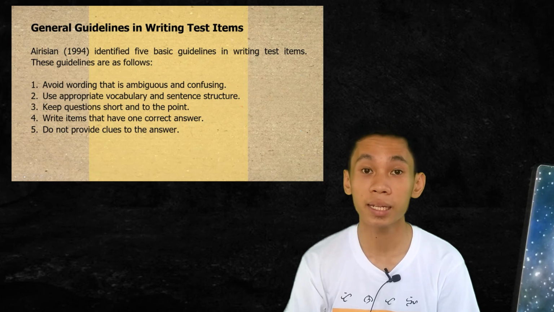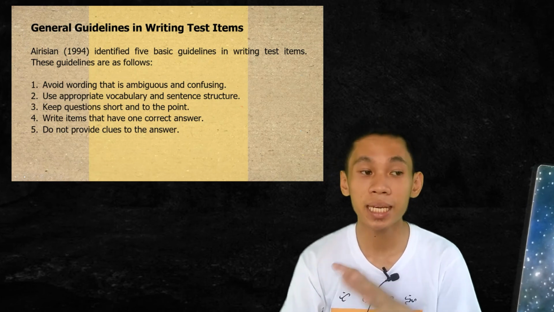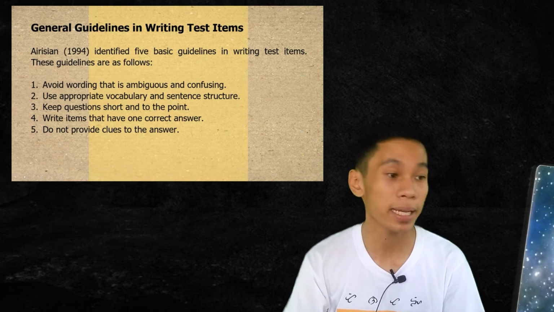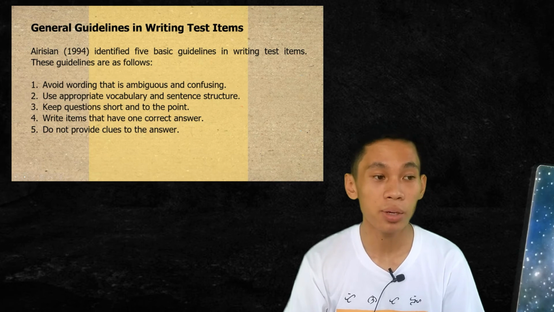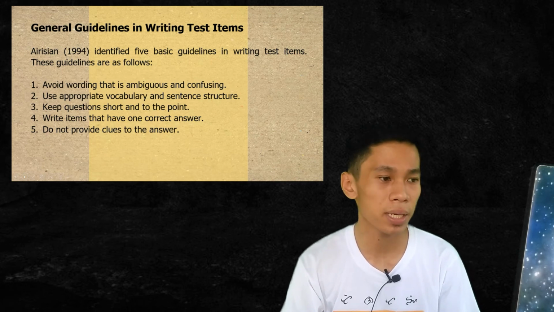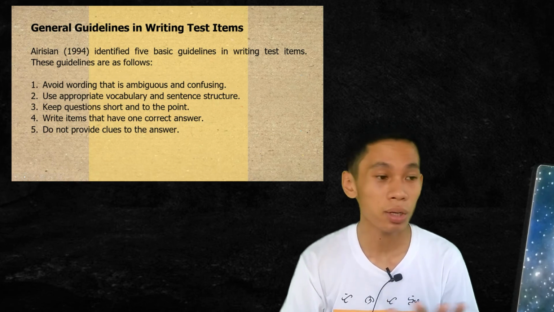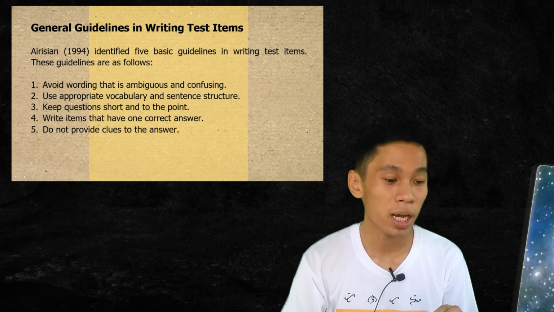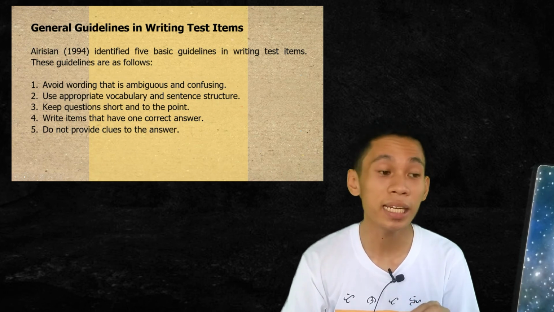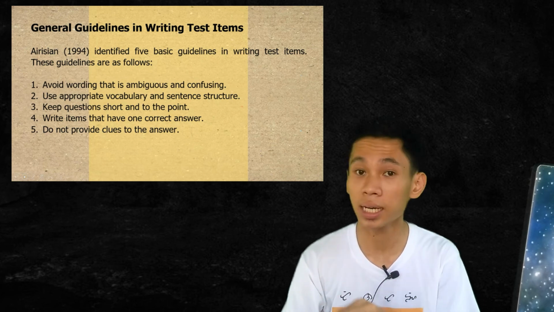Okay? Now, we're moving on to the general guidelines in writing test items. According to Irishan, there are 5 basic guidelines in writing test items. So, what are those? First, avoid wording that is ambiguous and confusing. So, ibig sabihin, huwag kang gagamit ng words sa test mo or sa question na masyadong ambiguous, meaning to say, masyado siyang vague or hindi naiintindihan ng estudyante. Unfamiliar word. Okay? Huwag kang gagamit ng ganun.